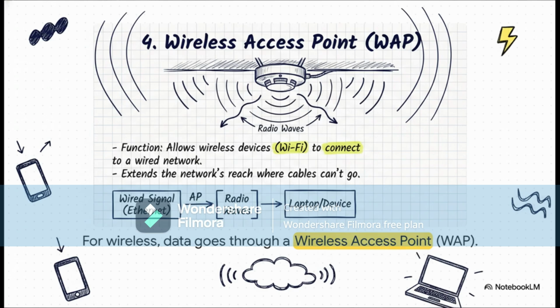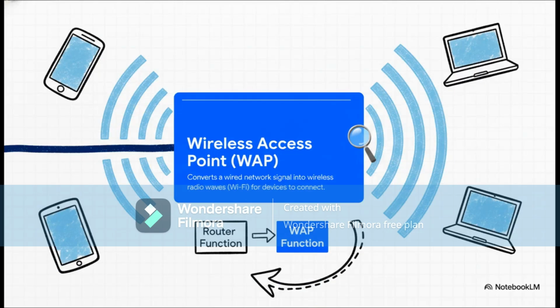For our phones and laptops, the data needs to make one more stop. After the router or switch, it goes to something called a wireless access point, or WAP. You probably just know it by its other name, Wi-Fi. A WAP does one simple but really important thing. It takes the internet signal from a physical cable and converts it into wireless radio waves.